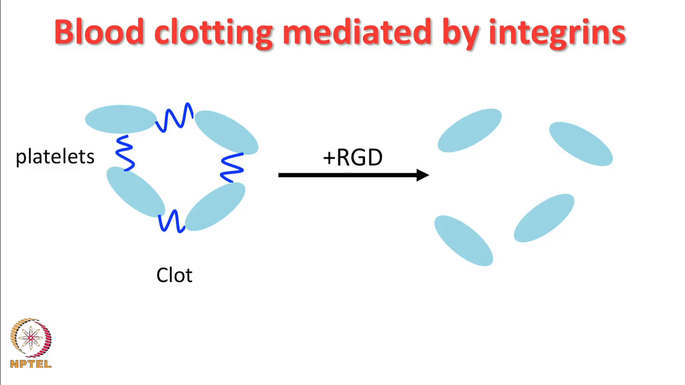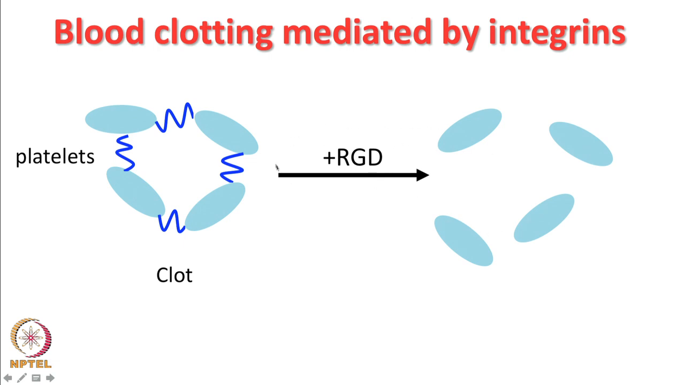So, this is fibrinogen, which is engaged by two platelets at two opposite ends. At the point of contact between a platelet and the fibrinogen, you actually have an integrin connection. Alpha 2b beta 3 integrin is what binds to fibrinogen. However, when you add this peptide RGD, you see that the clot falls apart. So, this is a blood clot, and when you add RGD it falls apart.